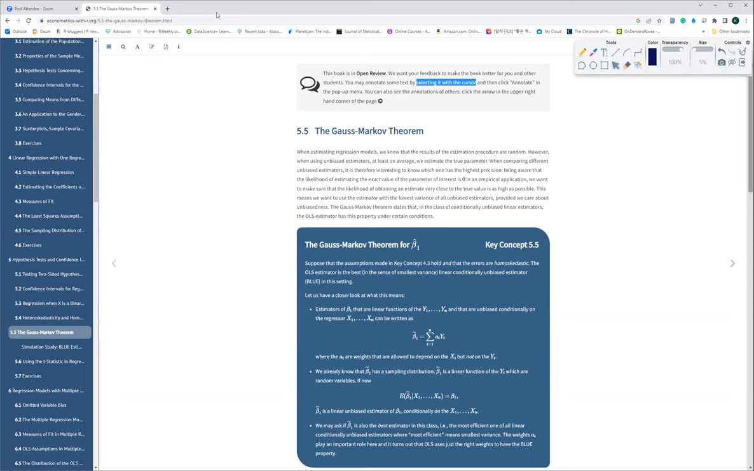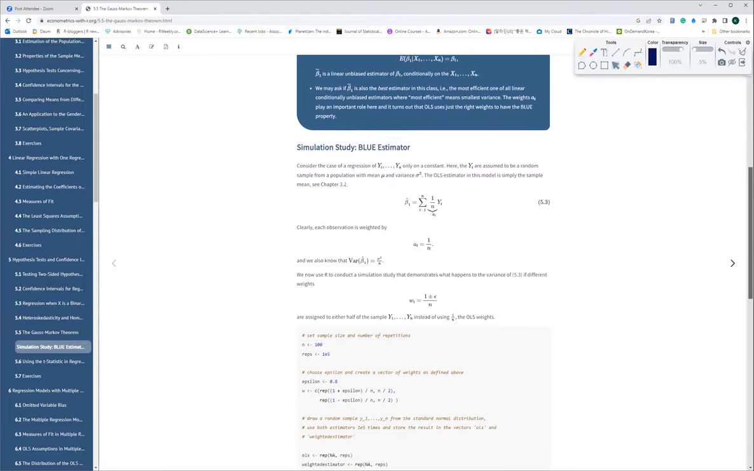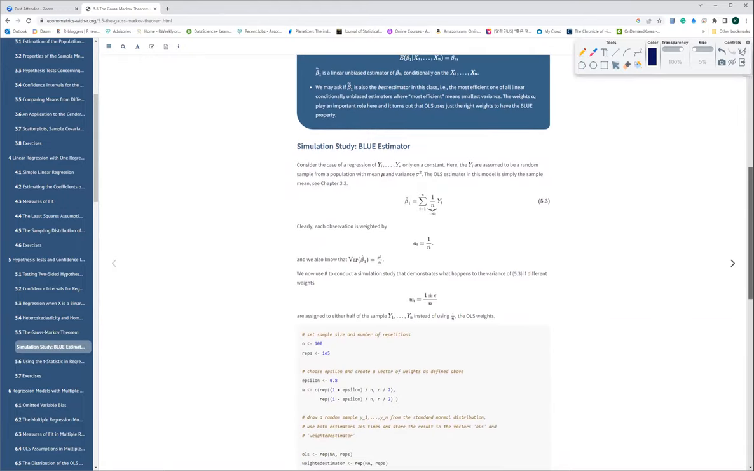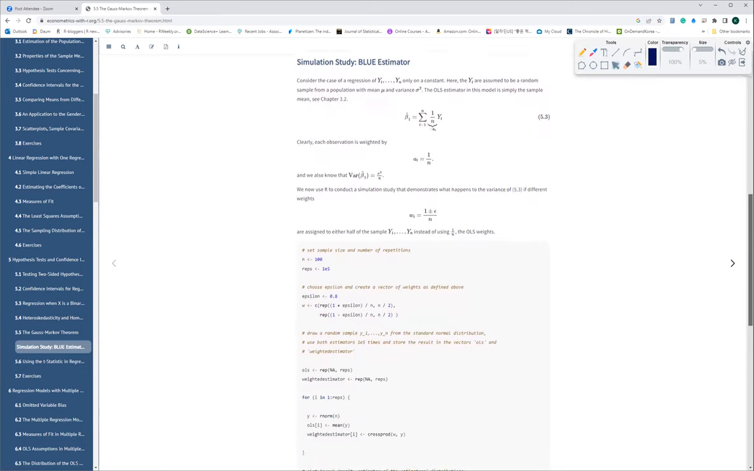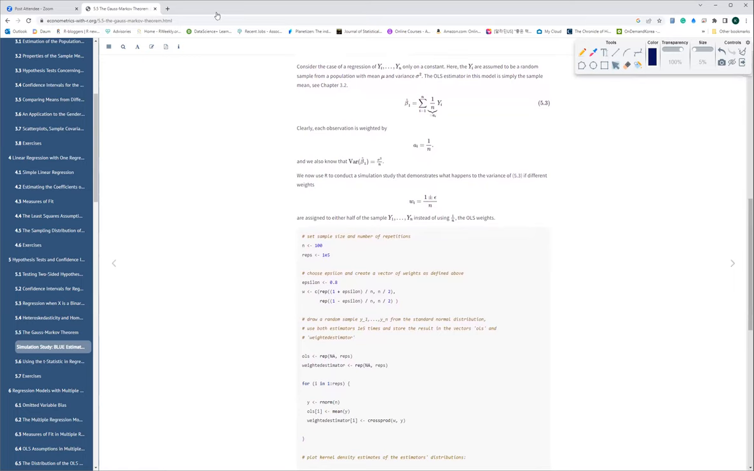Okay, so let's scroll down. This one is actually kind of a blue estimate about the simulation study. It is always related to the sample size and then the epsilon value here. Okay. So that's the kind of a weight variable, and then it is assigned to half of the sample for this one instead of using n+1.